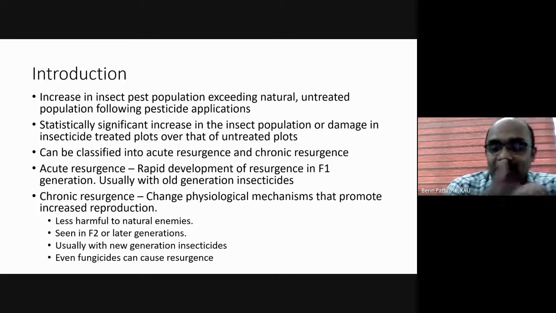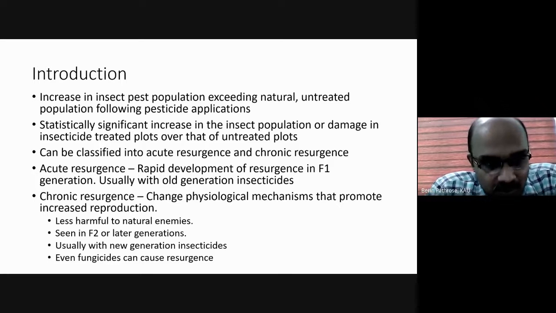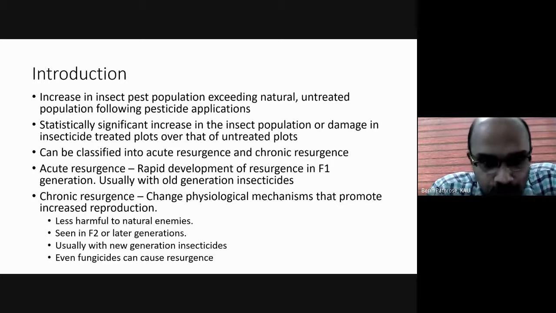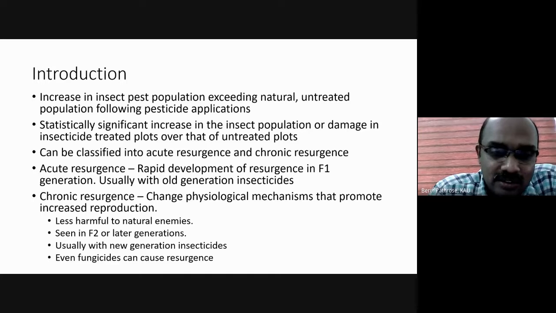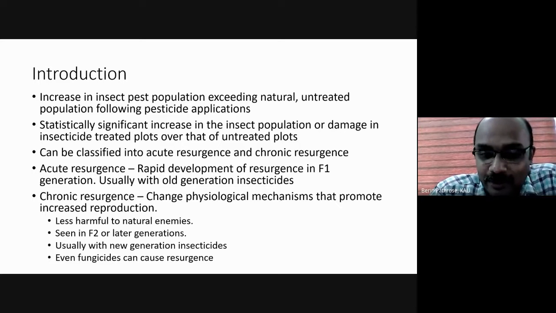Okay, we'll discuss it today itself. So, resurgence can be classified in two ways. One classification is acute resurgence and chronic resurgence, and the second classification is primary and secondary. In the second classification, that is primary and secondary, I will discuss that first.